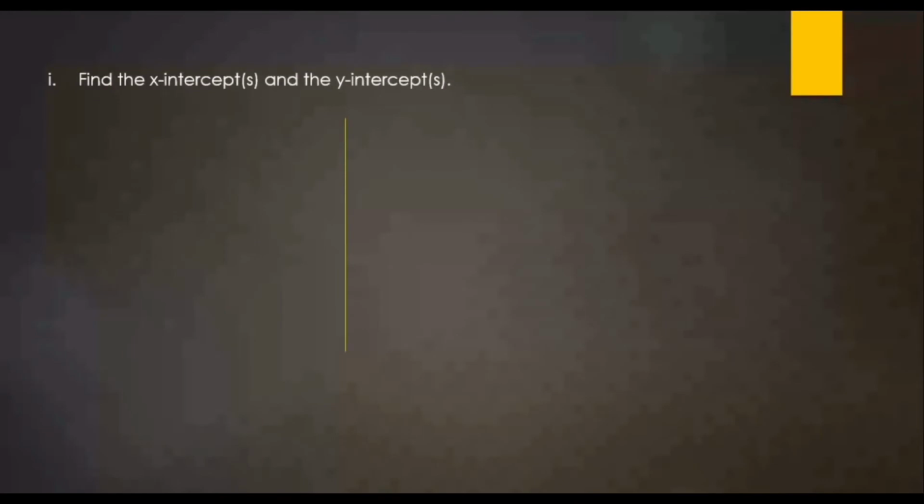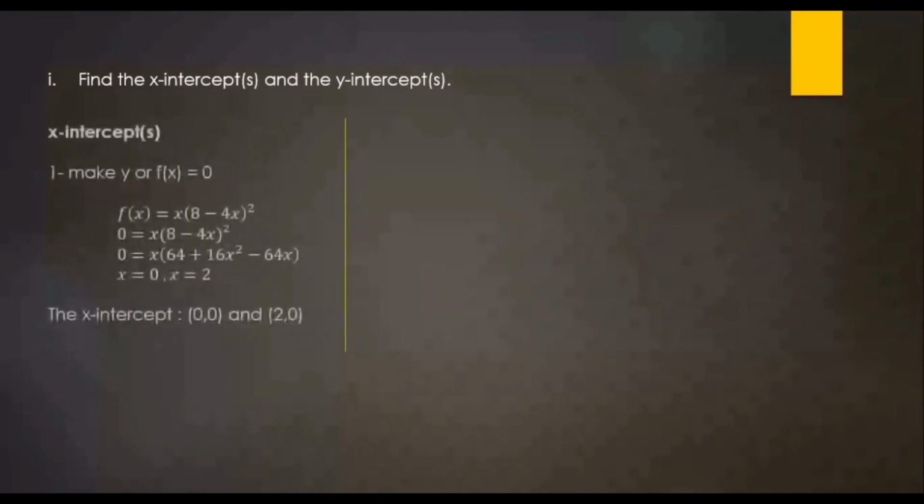Question 1. Find the x-intercept and the y-intercepts. For x-intercept, we must make our y or f of x equals 0. From this equation, we can just substitute 0 into f of x. Then we will get 0 equals x times 8 minus 4x squared. Next, we just expand the equation. We will get x equals 0 and x equals 2. Therefore, the x-intercepts are (0, 0) and (2, 0).